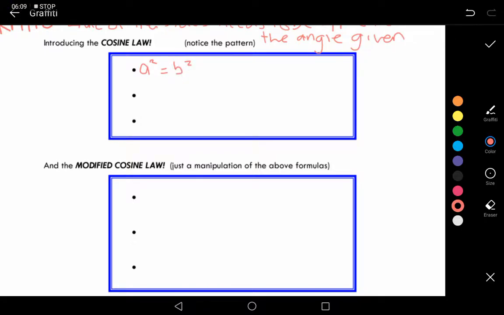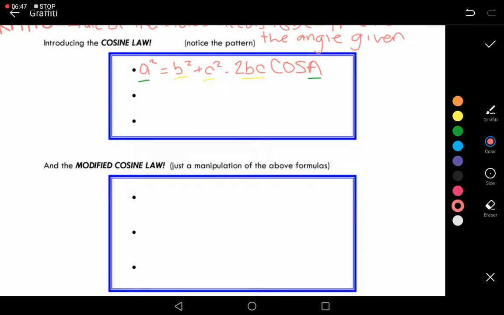It's equal to b squared plus c squared minus 2bc times cos A. Okay, so notice the pattern here. When we're solving for side length a, we can see that we're adding b and c. B and c are the only ones on the right-hand side of the equation. And the angle you're using is the angle of the side you're trying to find, the corresponding angle.